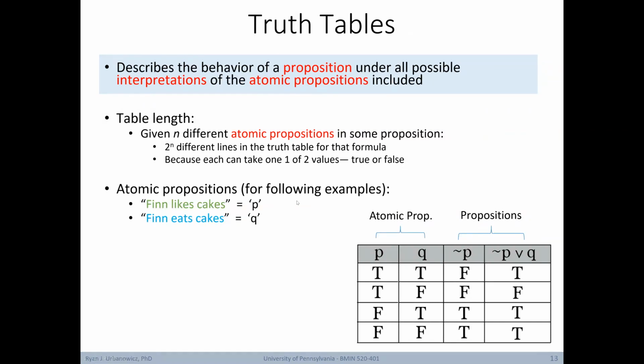So let's walk through an example. Here we have two atomic propositions. Finn likes cakes is represented with a P, and Finn eats cakes is represented with a Q. Both atomic propositions go into our truth table, and we consider every combination of true-false that the pair of propositions can have. As we'll see later, we can add other propositions based on those atomic propositions to the table to work out their truthfulness. For example, this represents not P. So whenever we see true for P, it'll be false here, and vice versa. We'll also use this truth table idea to better understand connectives in the following slides.